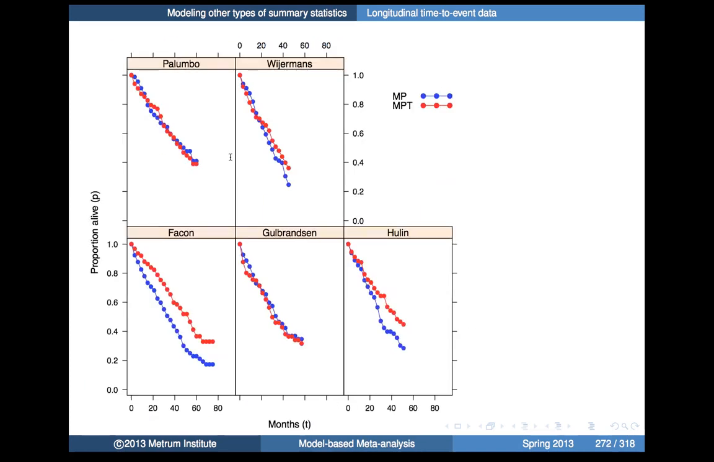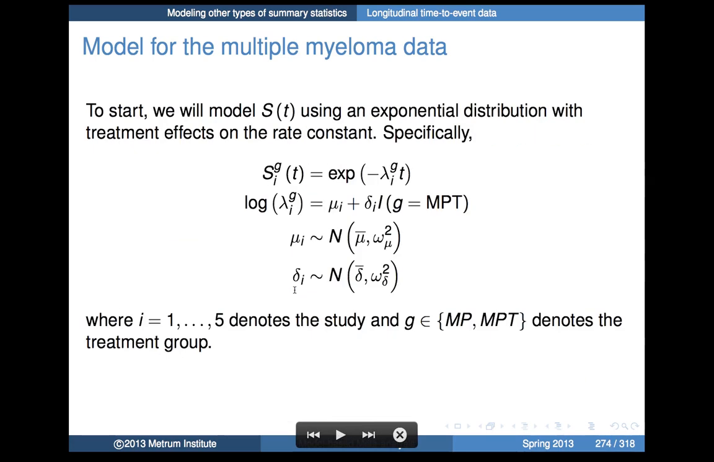So let's think about how we're going to fit a model here to the data from these 5 studies. And again, we'll just start with the simple exponential survival model. So this looks very much like what we used in the previous example. We're modeling the survival time in study i, treatment group g at time t, as following an exponential survival model. So that's e to the minus lambda_ig times t.